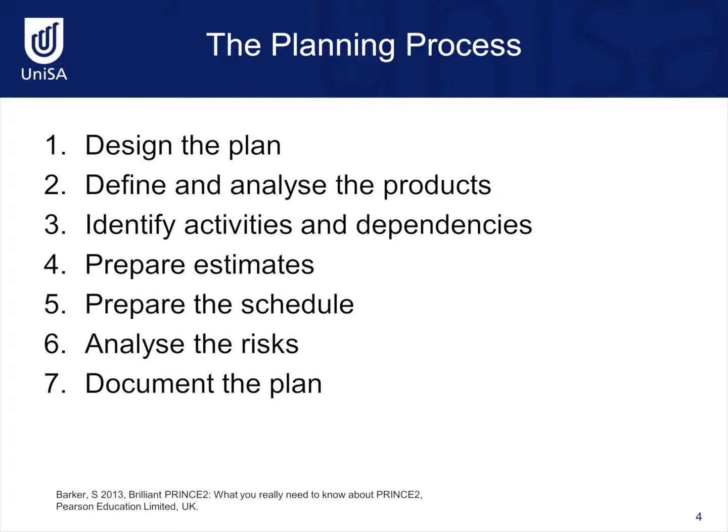The first step is to design the plan and determine the format the plan will take. The second step is to define and analyse the products, which is fundamental to the Prince2 planning process. This is followed by identifying activities and dependencies, preparing estimates, preparing the schedules, analysing risks, and finally documenting the plan. There are a number of things that need to be considered and tools that can be used in each of these steps, which will be discussed in the slides to follow.